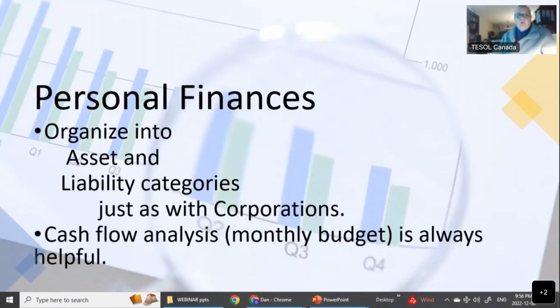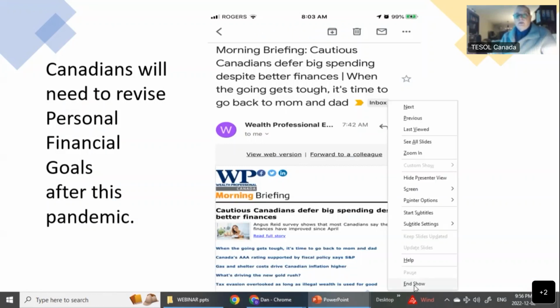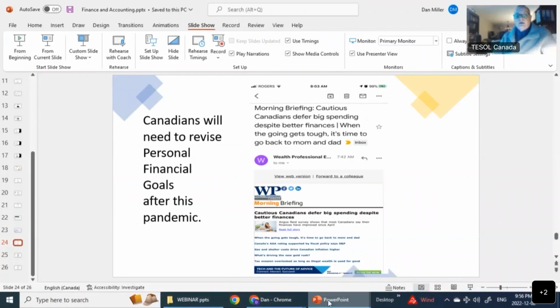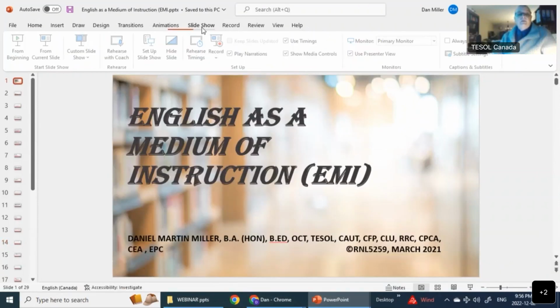Then we go into personal finances, and you can organize the assets and liabilities just as with corporations, doing a cash flow analysis for a monthly budget, and continuing on with that conversation. But I want to end that slideshow because I want to do a little bit more about English as a medium of instruction.